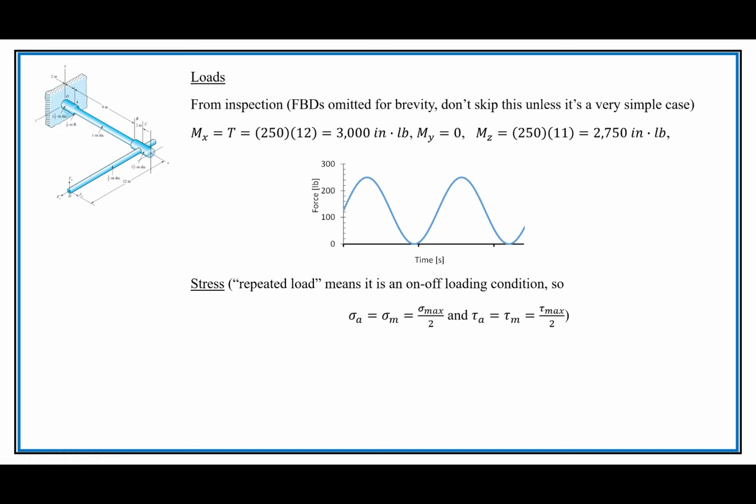So it's repeated, so that means that the alternating and mid-range are going to be equal to each other, and they're going to be equal to 1/2 of the maximum, right? So up here you could see that 1/2 of that force right there is going to be the average, and that's the mid-range, but it's also the alternating right up there. And the same thing is true for both the bending and the shear. So these are what the nominal stresses will be, before the stress concentrations are applied.